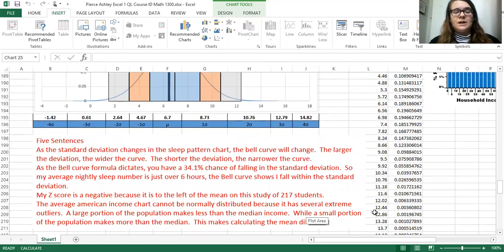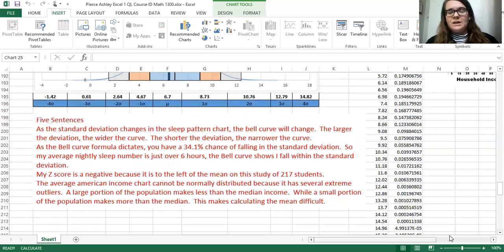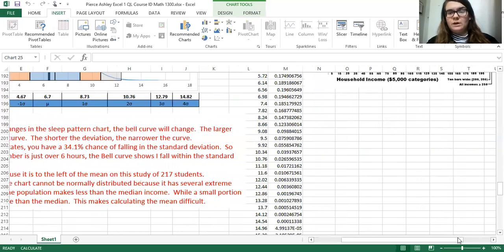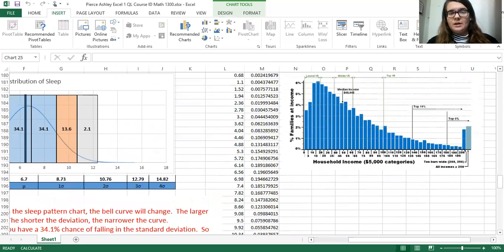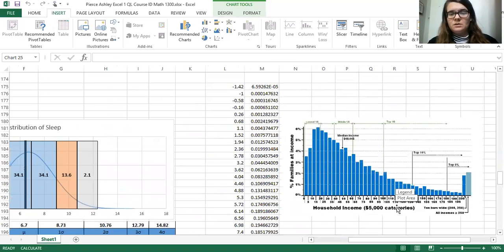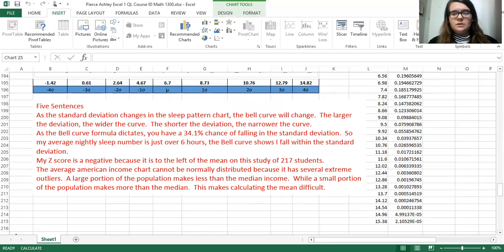The average American income chart cannot be normally distributed because it has several extreme outliers. A large portion of the population makes less than the median income, with a small portion making more than the median. This makes calculating the mean pretty difficult. So here we go, back up and show you that. Median income.